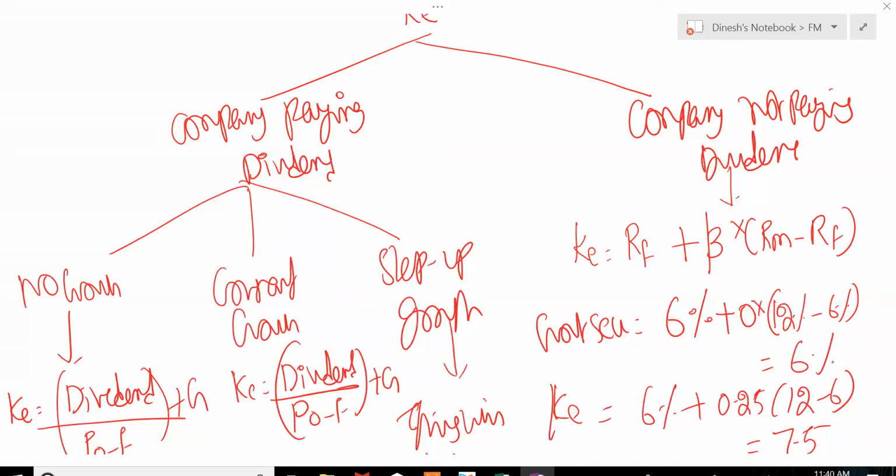Two basic splits: paying dividend, not paying dividend. Not paying dividend is technically called CAPM, capital asset pricing model.